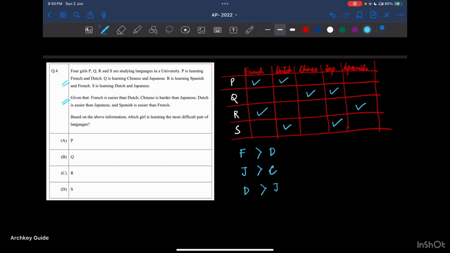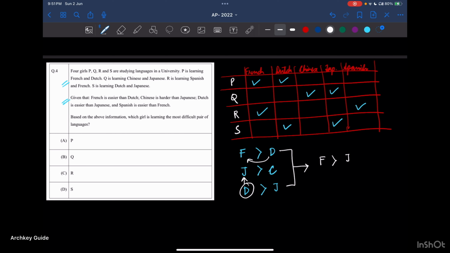So, can I not say something here, like I have seen this equation where Dutch is easier than Japanese here, and also Dutch is easier than French. So, from this too, can I say that French is easier than Japanese? Hmm?